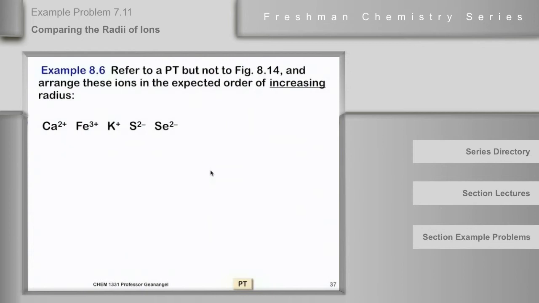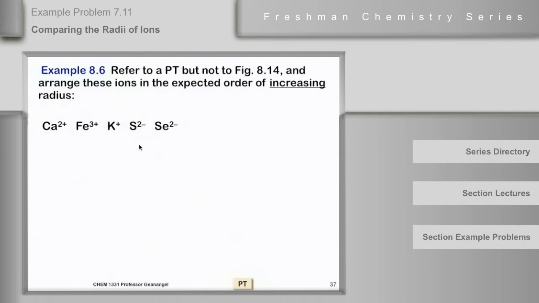This is example 8.6. Refer to a periodic table, but not to figure 8.14, and arrange these ions in the expected order of increasing radius. And notice that we have some cations and we have some anions. Keep in mind that in general, cations will be smaller than atoms and anions will be larger than atoms, but we can't necessarily make a direct comparison unless the ions are isoelectronic.